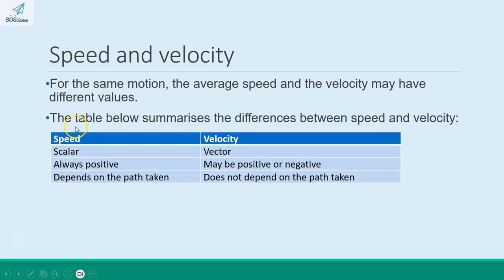In the same way that we summarized the differences between distance and displacement, speed and velocity are different in similar ways. Speed is a scalar, velocity is a vector. Speed is always positive, velocity may be positive or negative depending on direction. The speed does depend on the path taken because it takes into account the distance, whereas velocity does not depend on the path taken because it takes into account the displacement.